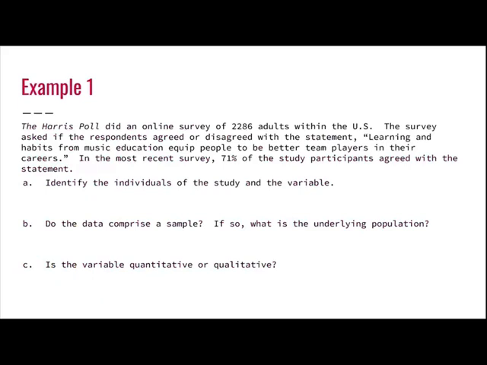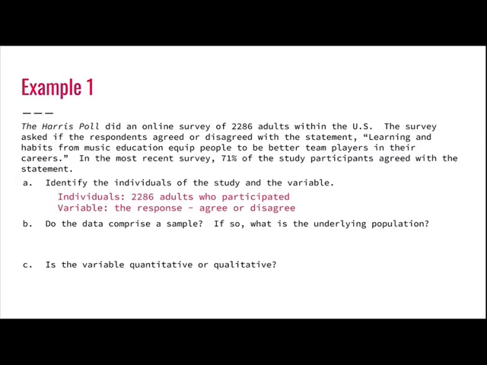First, we're going to identify the individuals of the study and the variable. When we're identifying the individuals, we're thinking, who are the people? Who is being studied? Well, if you read the first line, it says we have these 2,286 adults within the U.S. So those are our individuals. And then our variable, remember, is the characteristic. So what is being observed? They're either agreeing or disagreeing with this statement.